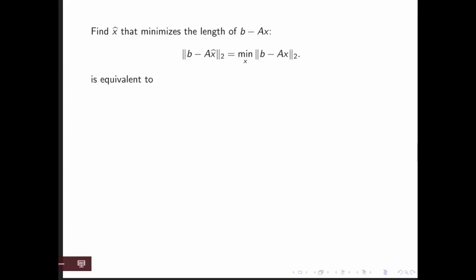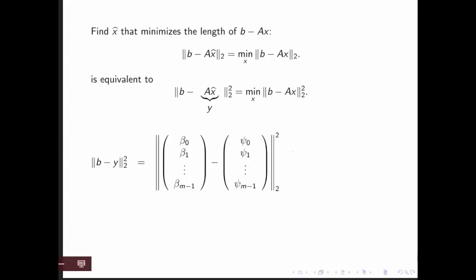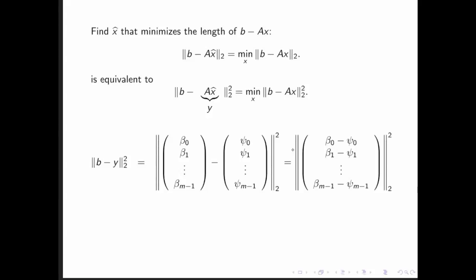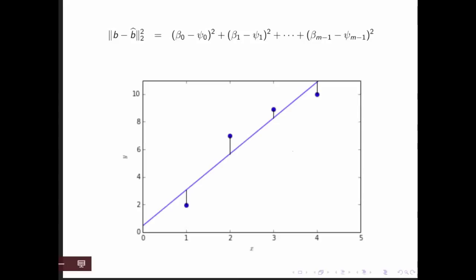Now, if you look at that, and then you look at b minus y, but you square it, then you notice that you're trying to minimize the difference of these two vectors, which then is the same as minimizing the square of the length of the vector that is the difference. And that's the same as minimizing the sum of the squares of these components of the difference.